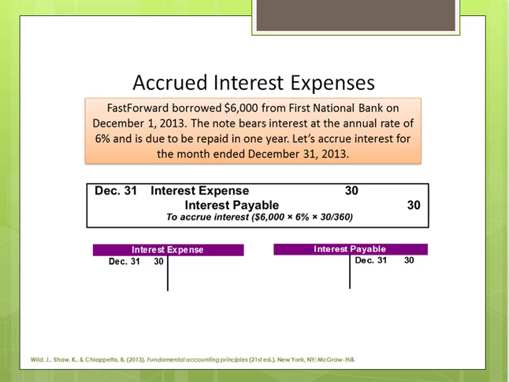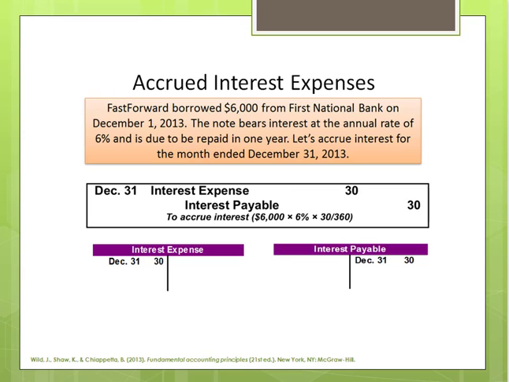Another very common example is interest expense. So let's look at an example related to interest. Fast Forward borrowed $6,000 from First National Bank on December 1st. The note bears interest at an annual rate of 6%, and it's going to be repaid in 1 year. So we need to accrue 1 month's worth of interest, okay?